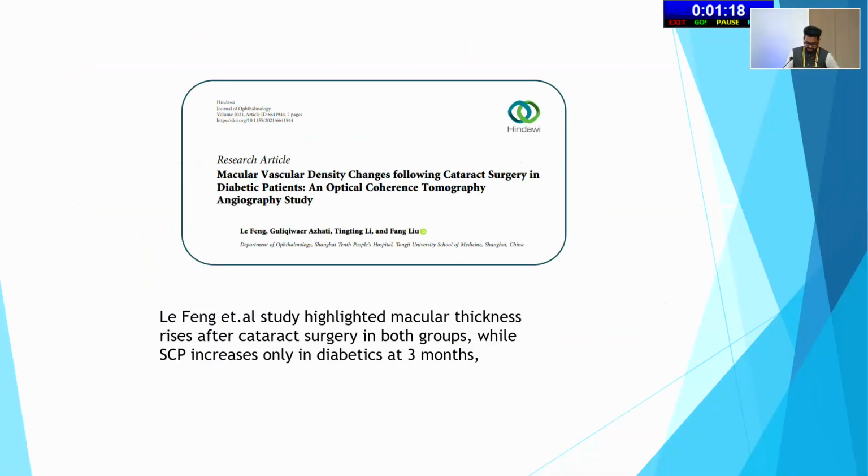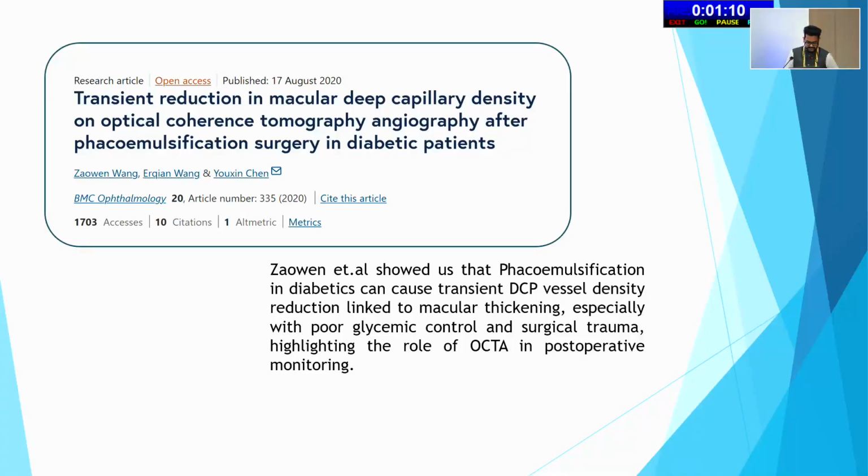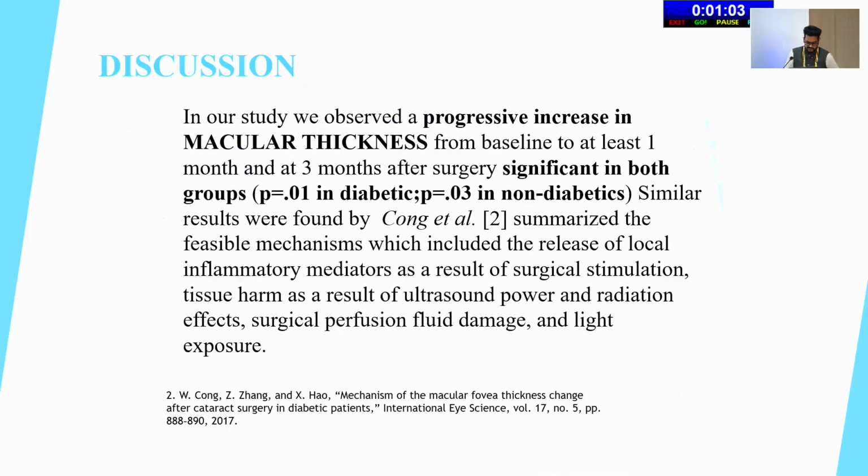All proved the same. The Leifeng et al. study highlighted the macular thickness rise after cataract surgery in both the groups, while there was an increase only in SCP. Zhao et al. showed us that phacoemulsification in diabetics causes a transient increase only in the DCP values. In our study, we observed a progressive increase in the macular thickness from day 1 to day 90, and it was significant in both the groups.